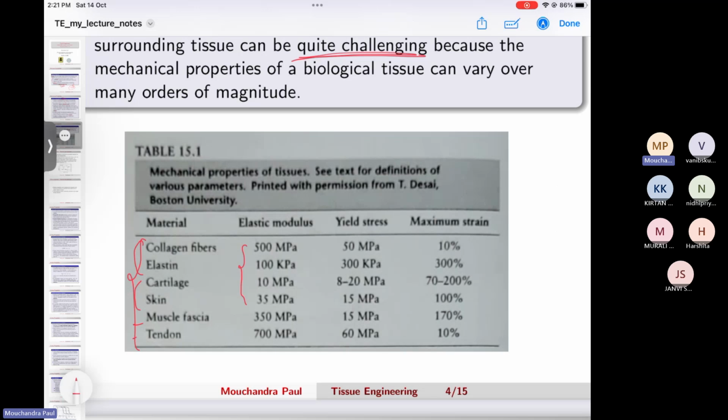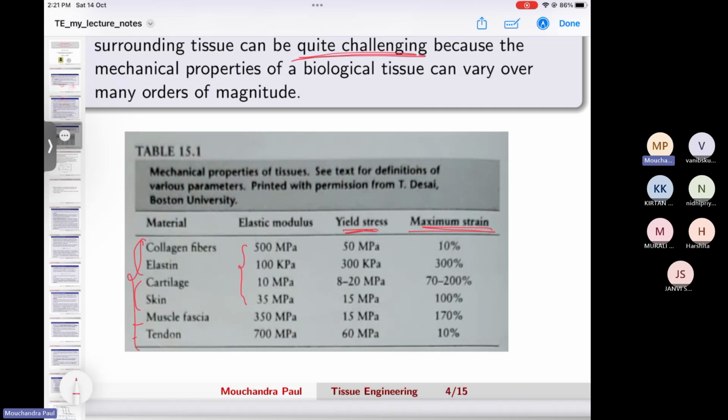They're very much different. The same thing goes with the yield stress. Yield stress means how much stress is required for causing plastic deformation, meaning shifting from the elastic region to the plastic deformation region. That point gives the yield stress. And then the maximum strain means the maximum deformation that the tissue or the material can undergo before it breaks.